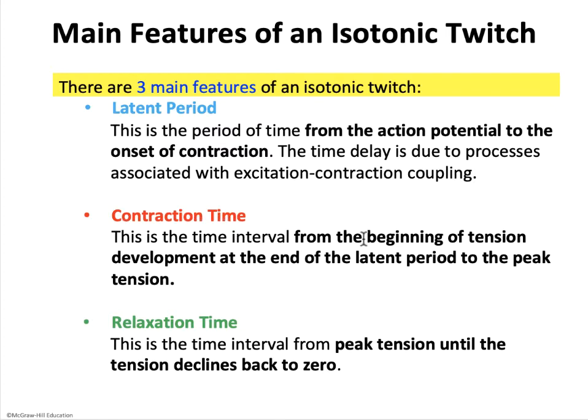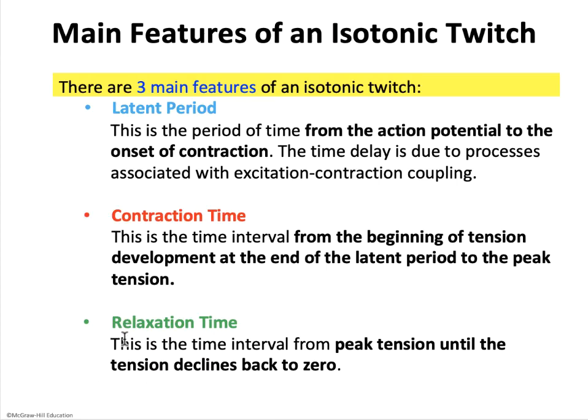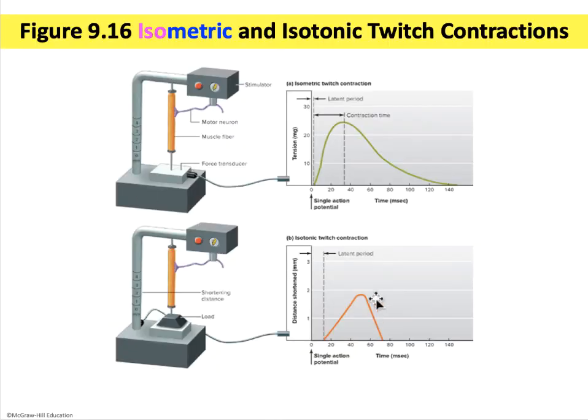That's the time interval from the beginning of tension development at the end of the latent period to the peak tension development. So in this case, that would be this time period here. And then finally, we have the relaxation time, and that's the time interval from peak tension until the tension goes back to zero. And that, corresponding to this, will be from this point to this point. So that'll be that time period. This all depends on the muscle fibers and also depends on the load.